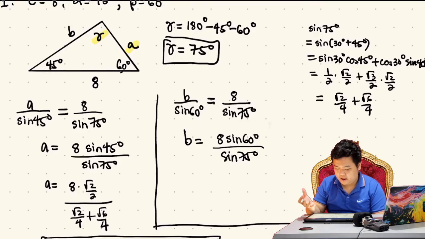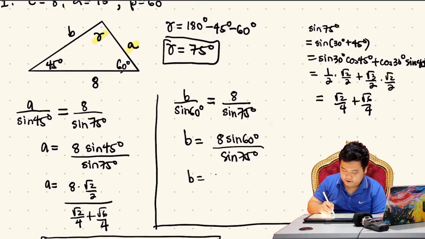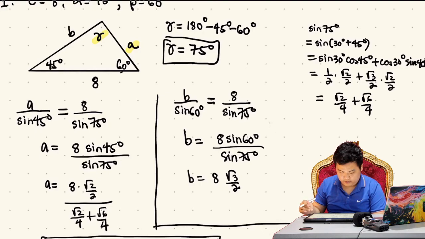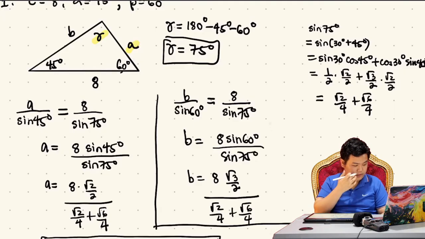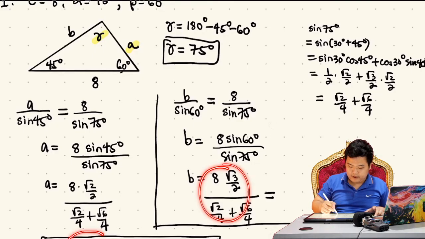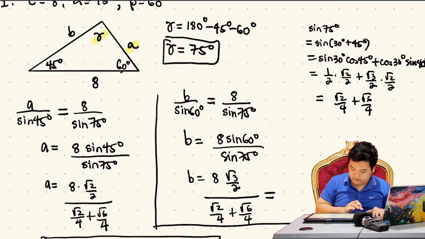Actually, pwede naman i-plug in sa calculator na lang yan, no? Kung allowed mag-calculate. Okay, but let us do this manually. Sine 60 degrees is square root of 3 over 2. And over sine 75 degrees, may value tayo nun. Square root of 2 over 4 plus square root of 6 over 4. And anong lalabas dyan pag sinimplify natin? So, pag sinimplify nyo to, just like kung paano sinimplify ito. So, to save time, gamit tayo ng calculating device.